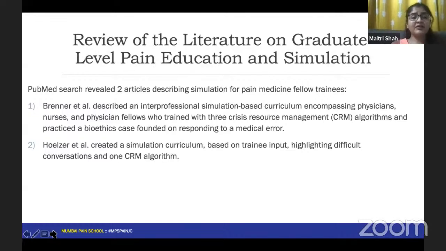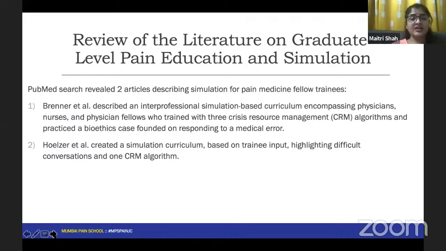First, Berner et al. described an interprofessional simulation-based curriculum encompassing physicians, nurses, and physician fellows who were trained with three crisis resource management algorithms and practiced a bioethics case founded on responding to a medical error.